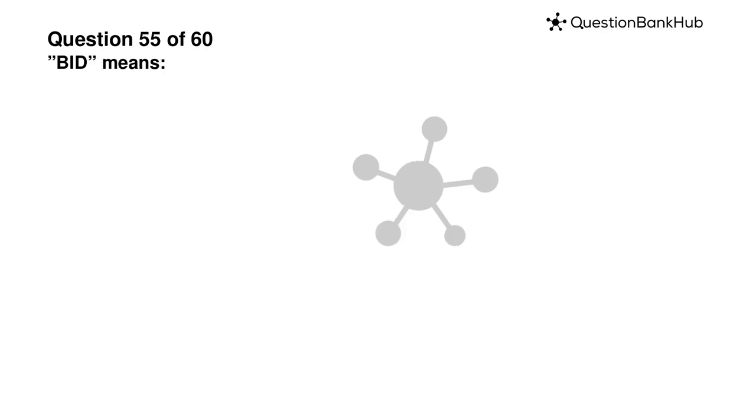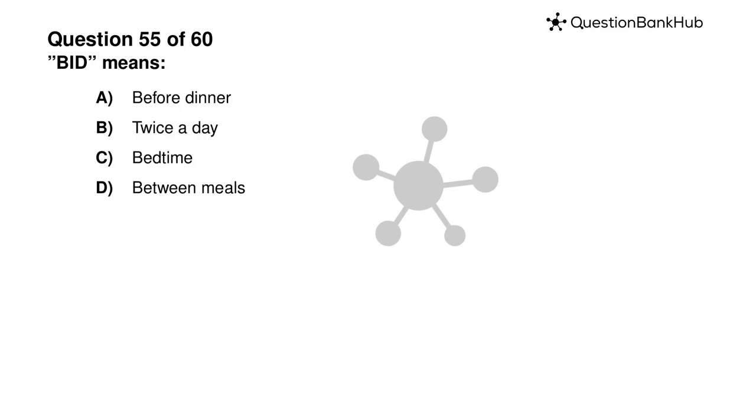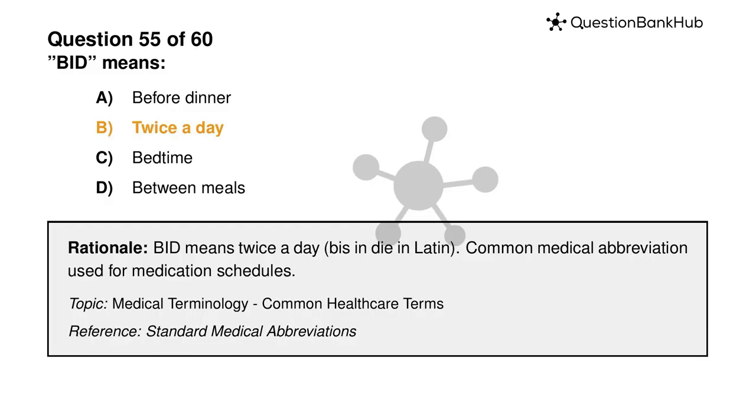Question 55. BID means: A. Before dinner. B. Twice a day. C. Bedtime. D. Between meals. The correct answer is B. Twice a day. BID means twice a day, bis in die in Latin. Common medical abbreviation used for medication schedules.